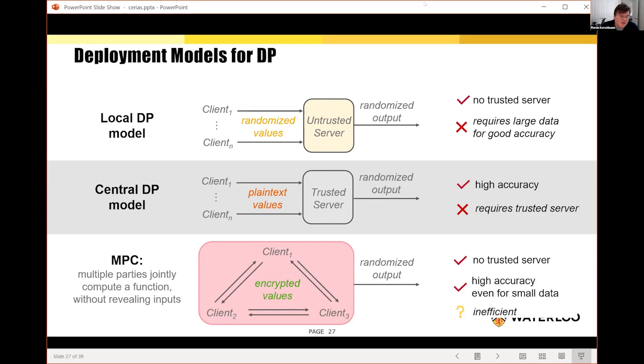So what we do is we emulate the trusted server in a multi-party computation. So it's not necessarily clients, but some set of servers. They jointly compute the function that the trusted server would compute. So we don't have one trusted server, and we have high accuracy also for small data. However, the question always is, is this efficient?